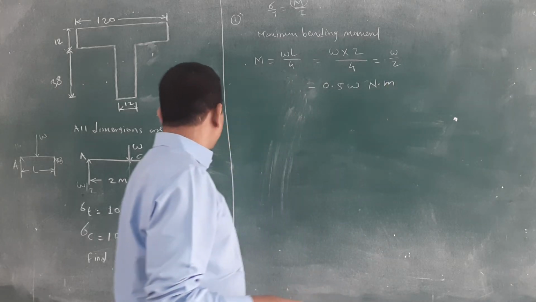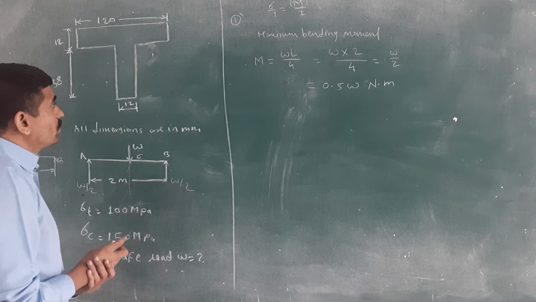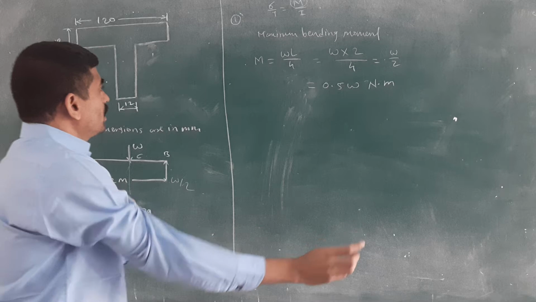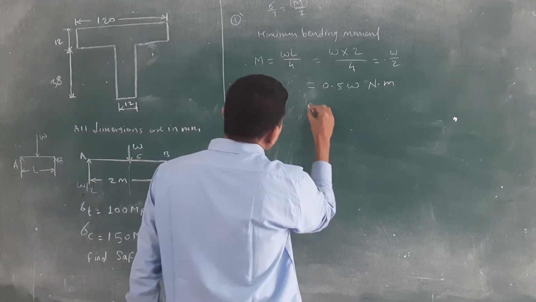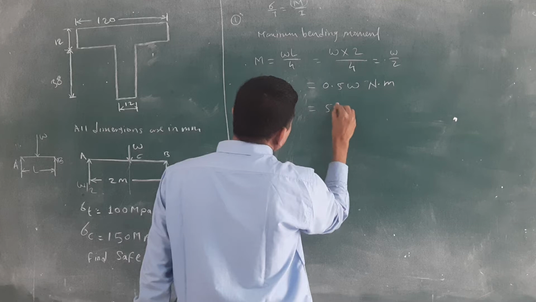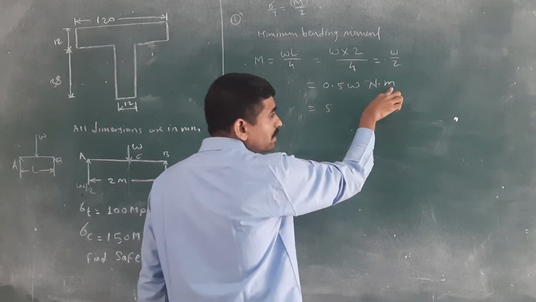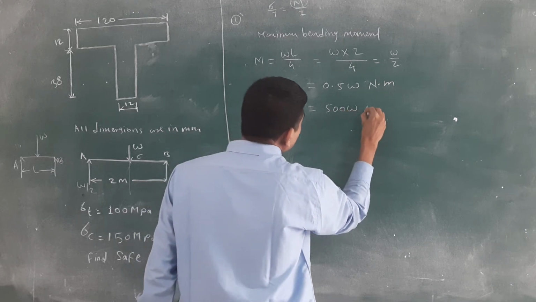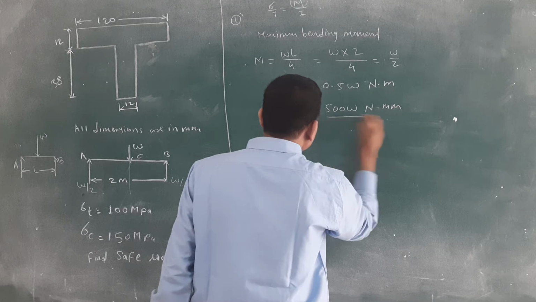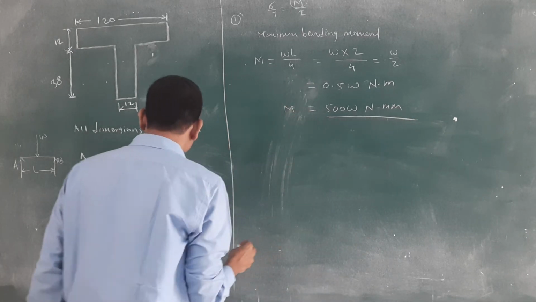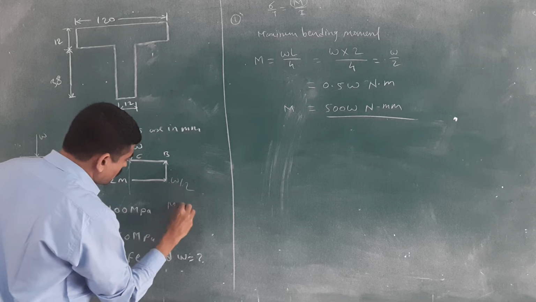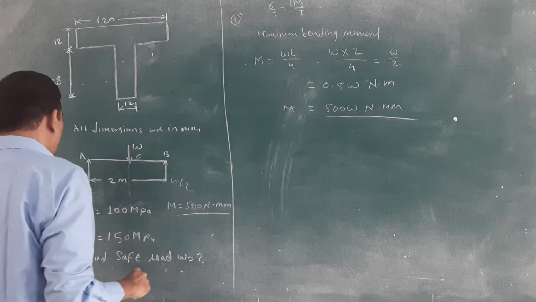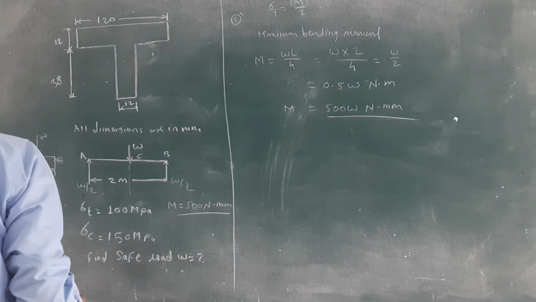A moment means what? Force into distance. Then you will convert 0.5 W into Newton mm, so multiply by 1000, as 1000 mm is equal to 1 meter. That's why 500 W Newton mm. The first value we are getting, M is equal to 500 W Newton mm. We will get this value.